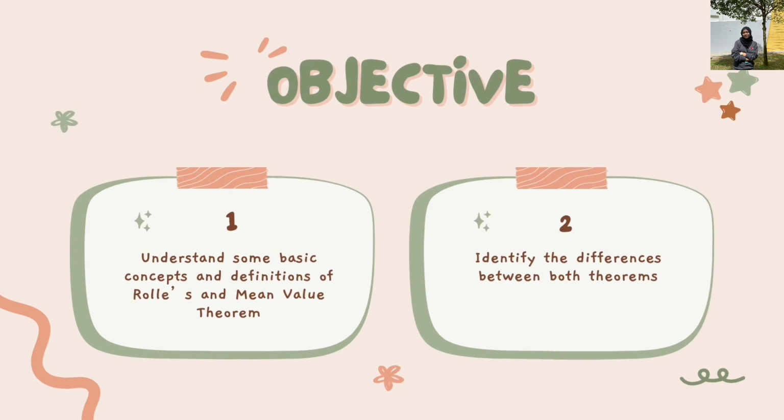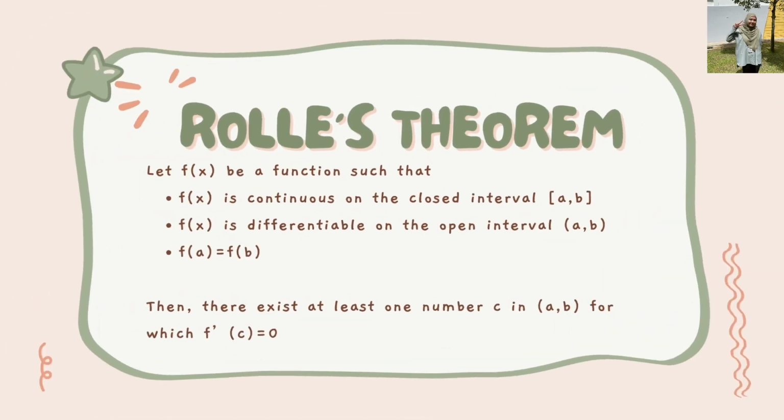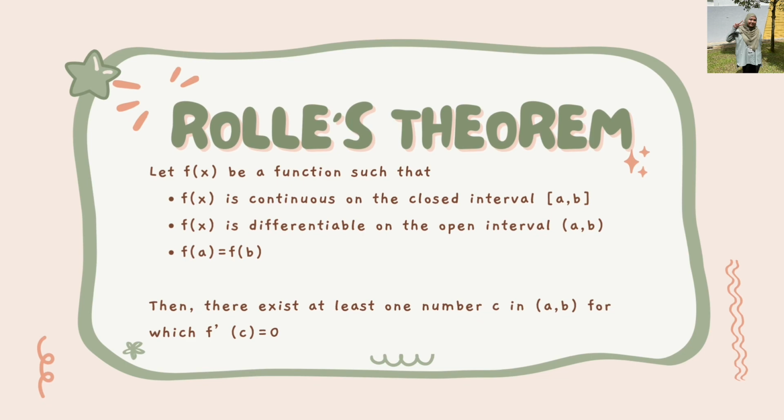Okay, so what is the objective? First, we can understand some basic concept and definition of Rolle's and mean value theorems. Then, we can identify the difference between Rolle's theorem and mean value theorems. Next, we go to Rolle's theorem.